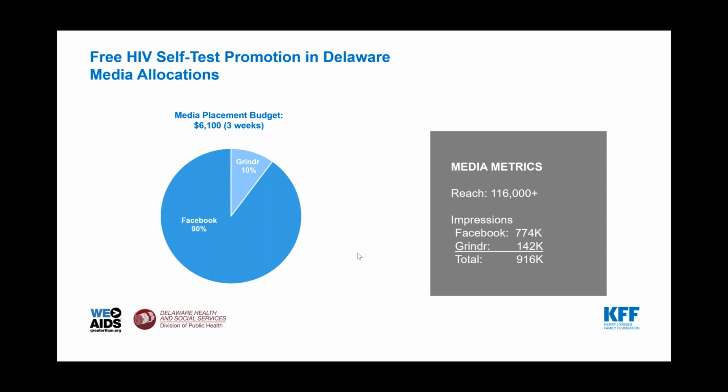These ran for just 3 weeks. In late June and early July, we scheduled them around National HIV Testing Day. And in terms of metrics, they delivered over 900,000 impressions. Again, that's that word we want you to leave here familiar with. It's the number of times that the ads were shown to audiences. And they reached cumulatively over 116,000 people.